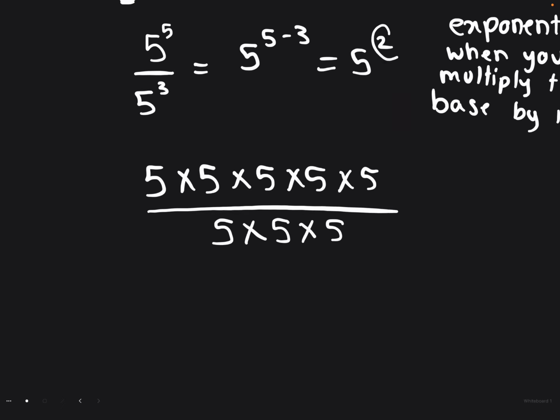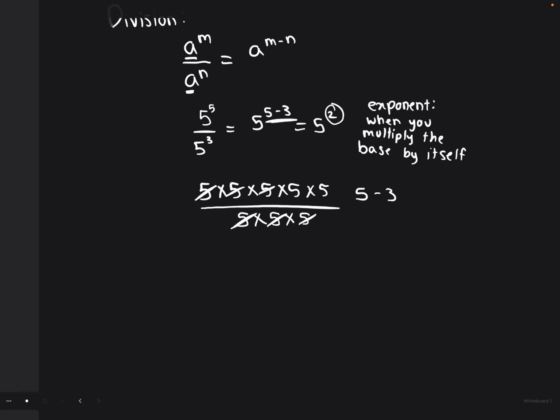So you see how we got a 2 here? We're going to cancel, so we do 1, 2, and 3. You see how we subtracted these 3 fives here. So we subtracted 3 fives from 5 itself. That makes 5 minus 3, just like here.